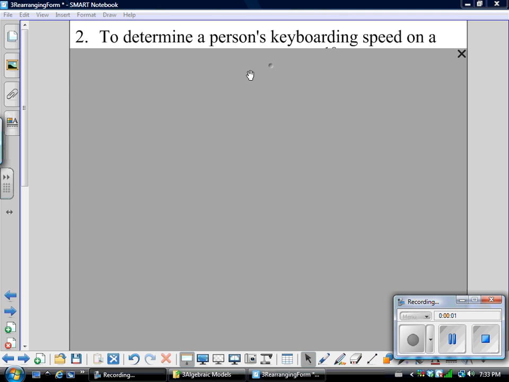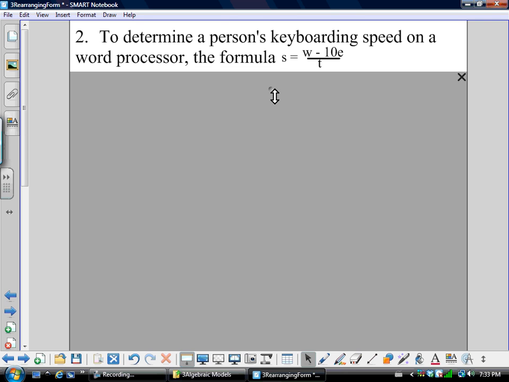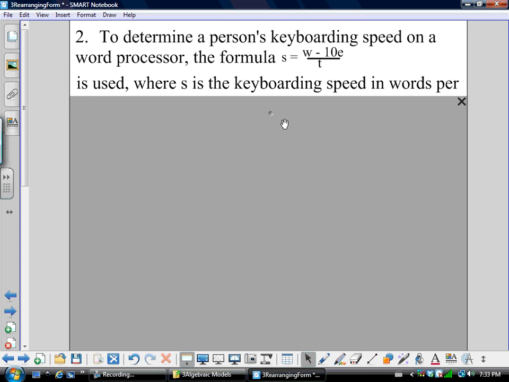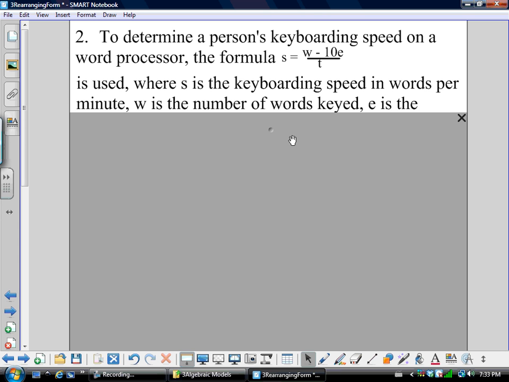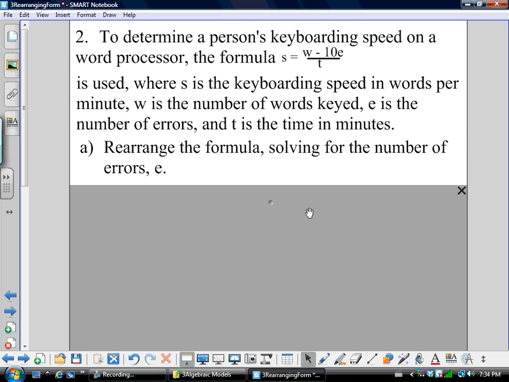Our second example is a little bit different in the sense that the formula is a little more complicated. The question says, to determine a person's keyboarding skills on a word processor, the formula S equals (W minus 10E) divided by T is used, where S is the keyboarding speed in words per minute, W is the number of words keyed, E is the number of errors, and T is the time in minutes. Okay, so that's our information, and it asks us to rearrange the formula solving for the number of errors E.